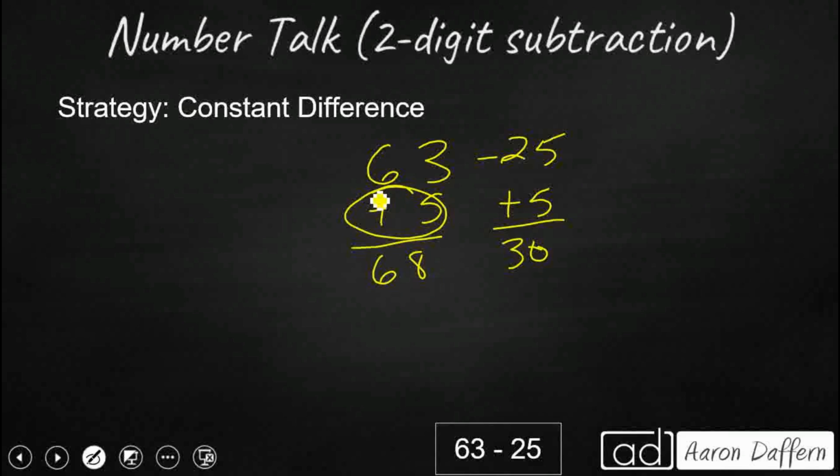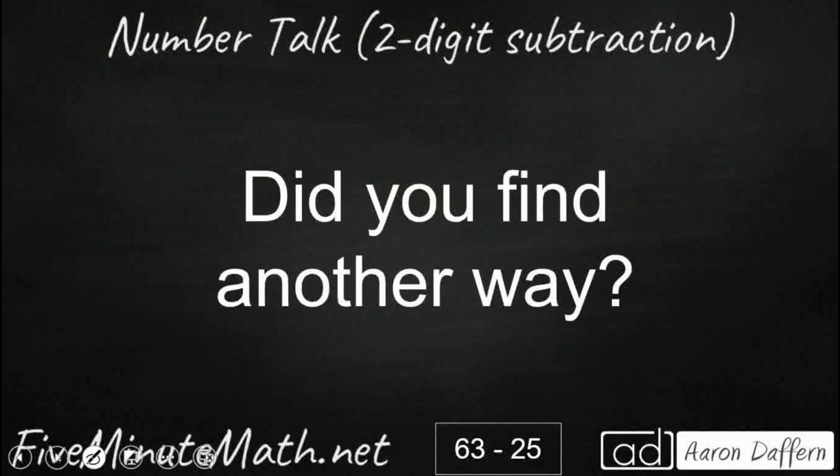I have a balanced expression because I added 5 to both terms. Both the minuend and the subtrahend have an extra 5, which means I've kept those two numbers the same distance apart. So I have a brand new problem, 68 minus 30. But that's the exact same distance apart as 63 minus 25. But look how much easier this is to subtract. So constant difference is one of my favorite mental math strategies, just because you get to that same difference, and it's just a lot easier to use mental math for.